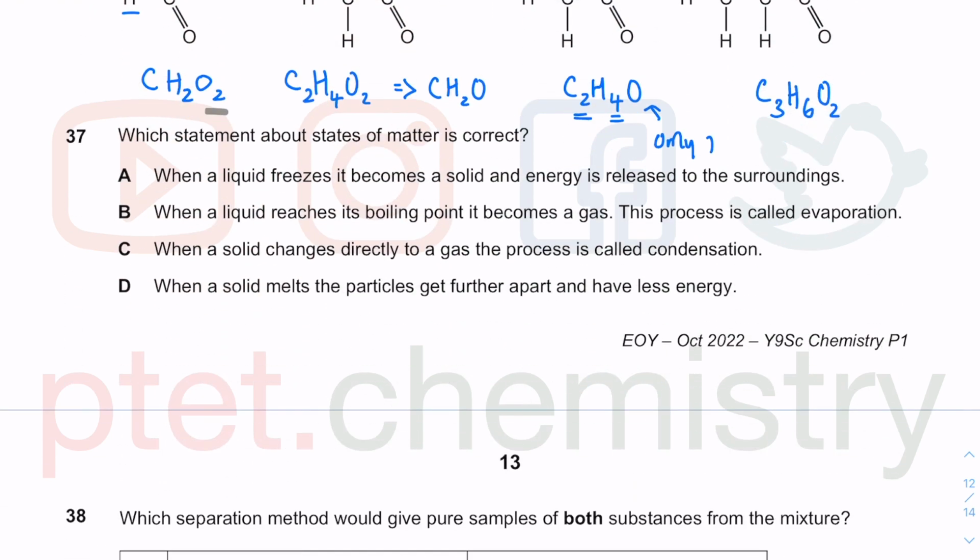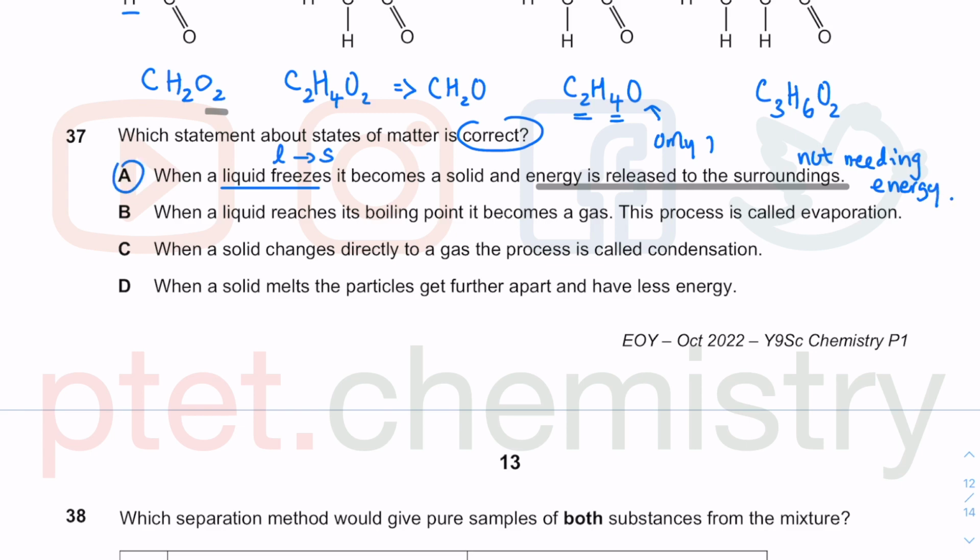Question 37, which statement about states of matter is correct? When a liquid freezes, it becomes a solid. You have liquid going to solid. You don't need to break any bonds, but in fact you are forming new bonds. Essentially you will release energy to the surroundings. If you want to melt or boil, then you need to absorb energy in order to melt or boil, because you need to break some bonds. So I think A is actually correct, but let's just go through B as well.